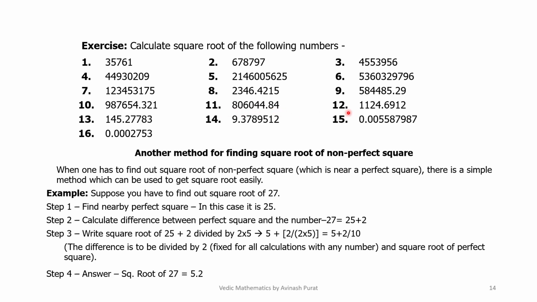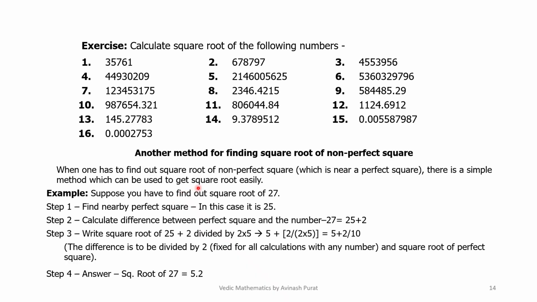12th is 1124.6912, 13th is 145.27783, 14th 9.3789512, 15th 0.005587 and 16th is 0.0002753. Now another method of finding square root of non-perfect square.